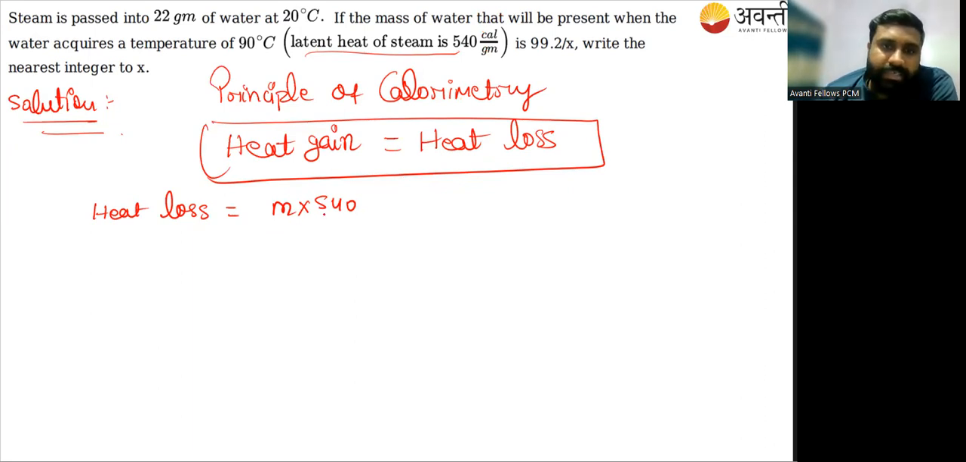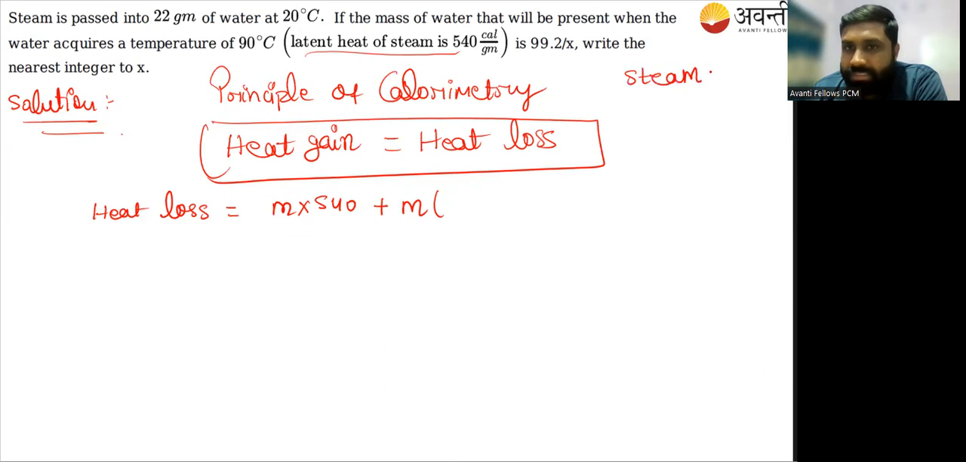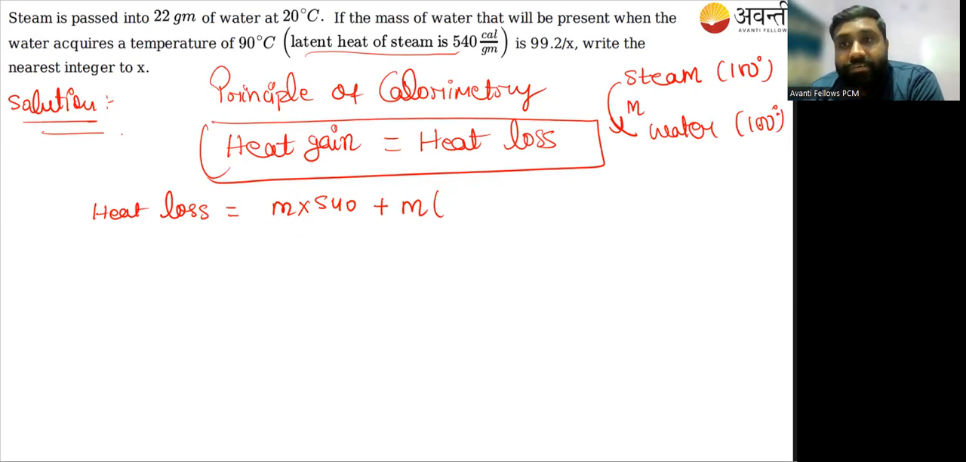Okay. Now this is m into 540 plus the same mass, because this steam was a steam at 100 degrees Celsius. Now when m amount of it is converted into water, this will also be at the same temperature, because we know that in phase transition the temperature will not change.